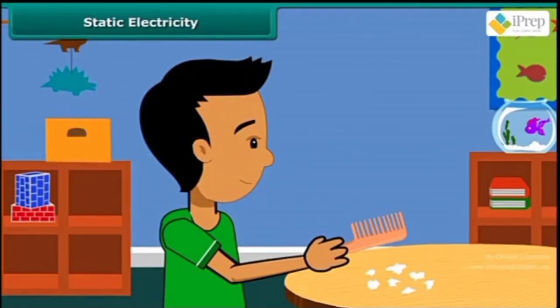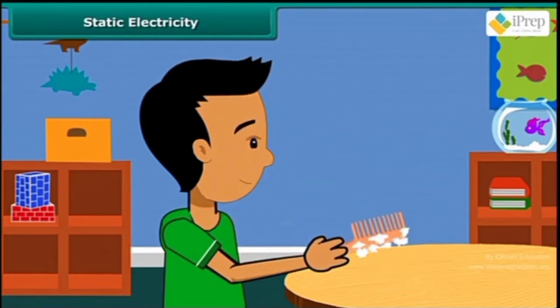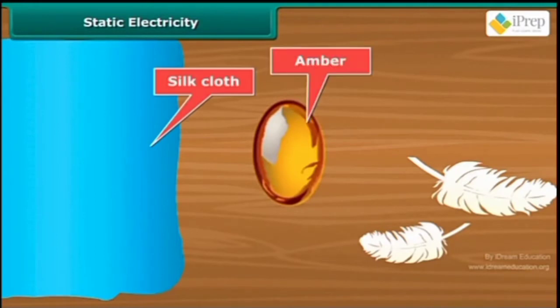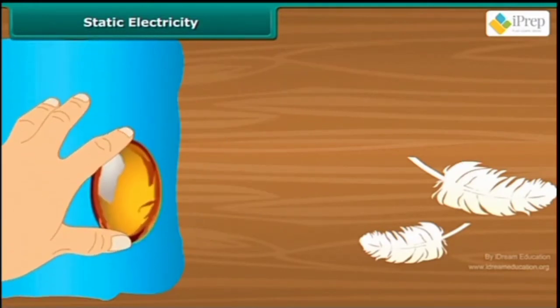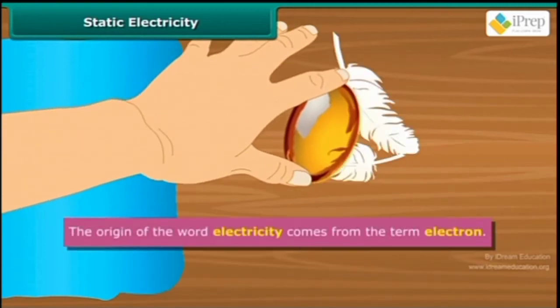We comb our hair with a plastic comb and take it near small pieces of paper. The paper pieces are attracted toward the comb. We then say that the comb is charged with electricity. This was first noticed by a Greek man named Thales over 2,500 years ago. Thales found that amber attracted tiny feathers after it was rubbed with silk cloth. This was due to static electricity. The word electricity comes from the term electron.